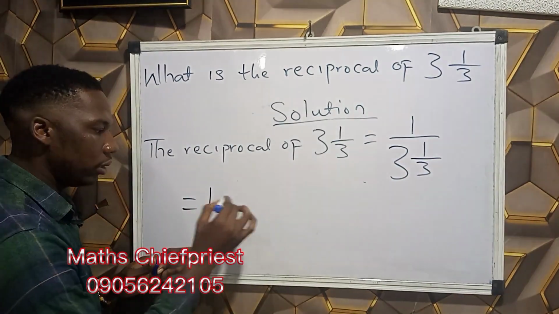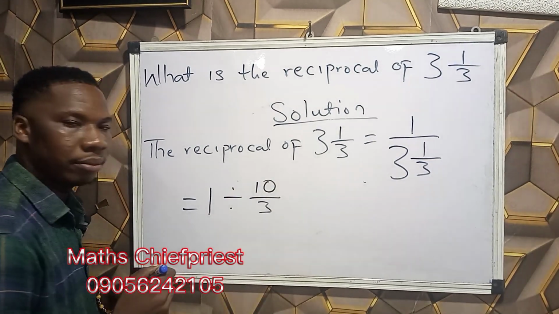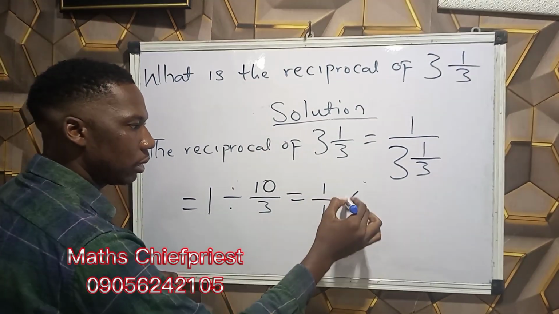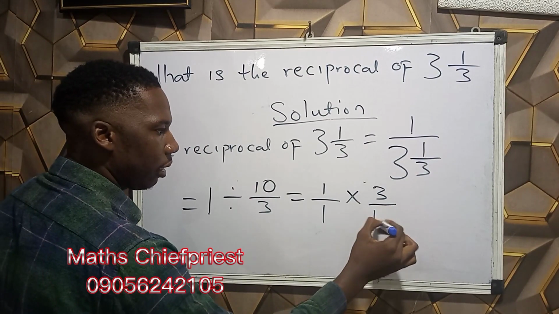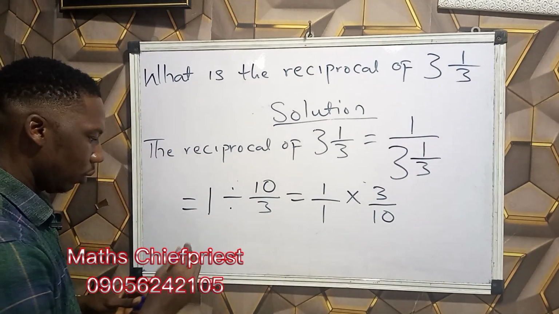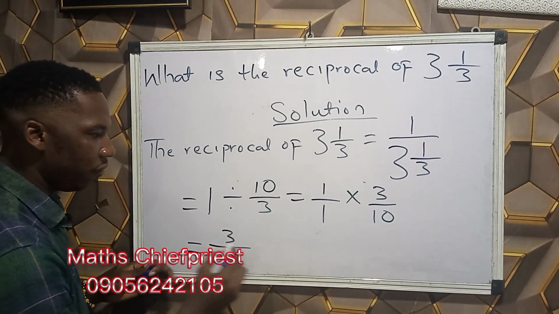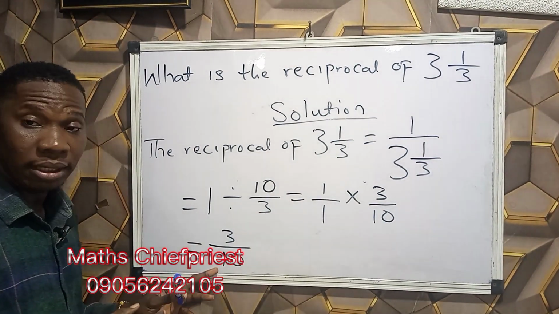We're going to have 1 divided by 10 over 3, which is equal to 1 over 1 times 3 over 10, which is equal to 1 times 3 will give you 3 over 1 times 10 will give you 10. Can you leave your answer like this?